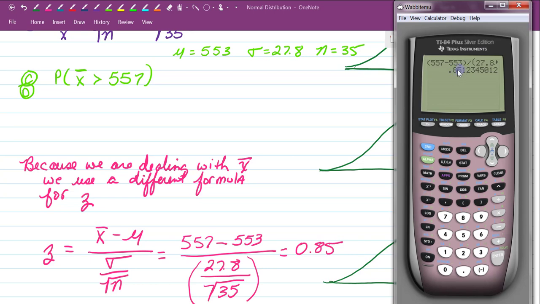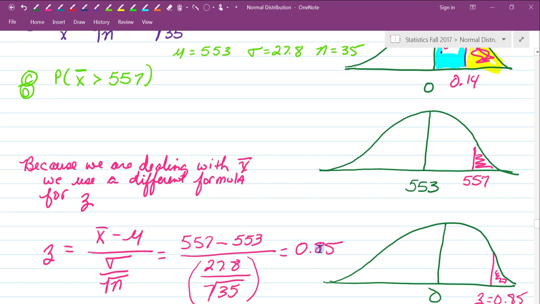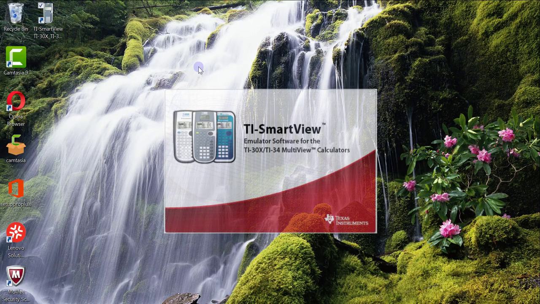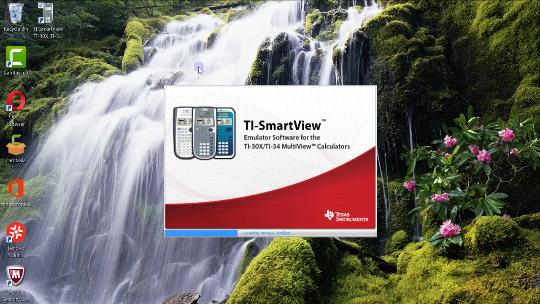Alrighty, so that's how we get the 0.85. I do have another calculator on here. Let me find that real quick. And we'll just start this one up. I'm sure it works about the same way. I'm not activating my license yet. I'm still on my free trial.